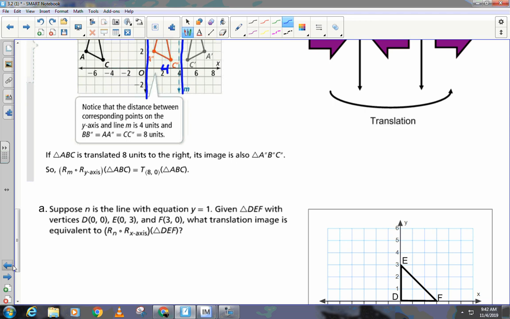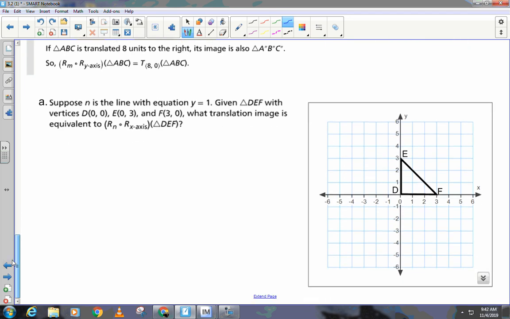All right, here's another one. Suppose N is the line with the equation y equals 1. What kind of line is y equals 1? Horizontal through 1, right? So we're going to reflect over this line. And so you've got your vertices. I've already graphed it.